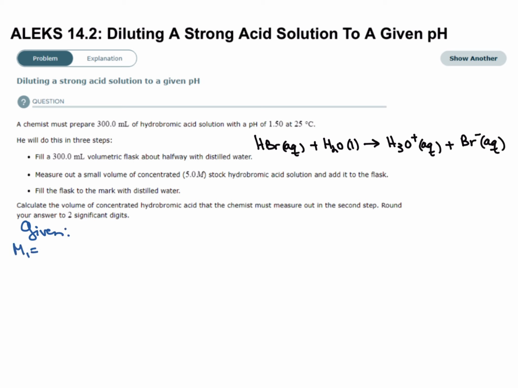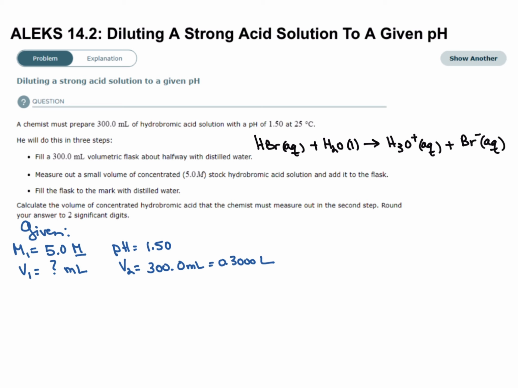Our initial concentration is 5.0. We're asked to determine how much of this initial concentration we need to make a new solution that has a pH of 1.50, and we're going to need 300 milliliters of this new solution. I'm going to go ahead and convert that to liters.